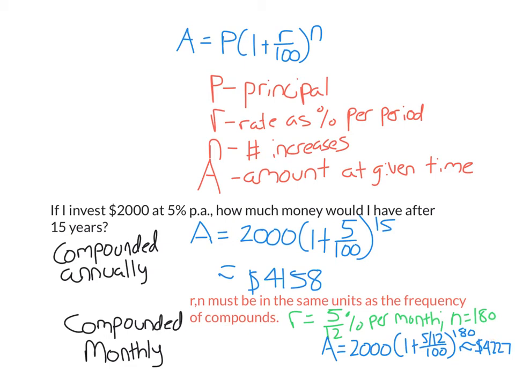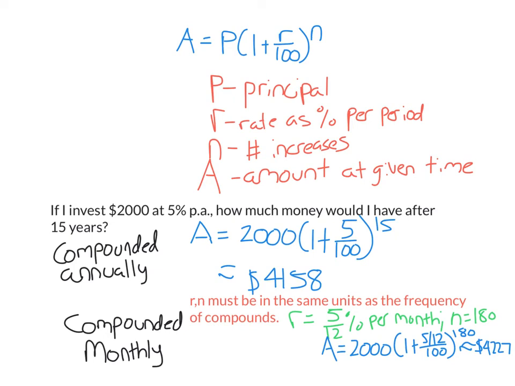So just make sure when we're doing compound interest questions, you can use the same formula for exponential growth, but you must make sure R and N are in the same units as the frequency of compounds. So if it's compounded quarterly rather than monthly, then the interest rate needs to be changed to per quarter and the time needs to be changed to the number of quarters. If it's per fortnight, R needs to be changed to rate per fortnight and N needs to be changed to the number of fortnights. So you may have to change R and N for compound interest questions, whereas we didn't in other exponential growth questions.